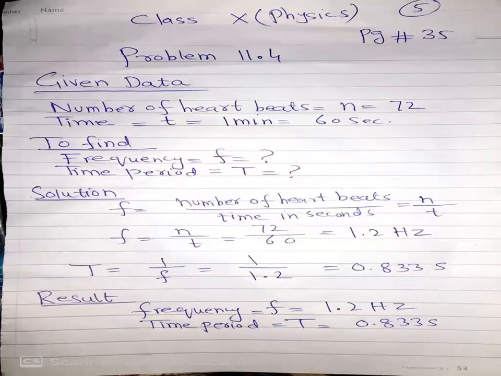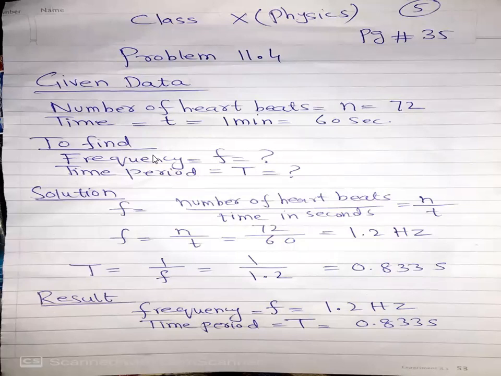This 11.4 again on page number 35 of your 10th class textbook. I read the numerical statement first. A doctor counts 72 heartbeats in 1 minute. Calculate the frequency and the period of the heartbeat. So I repeat, a doctor counts 72 heartbeats in 1 minute. Calculate the frequency and the period of the heartbeat.